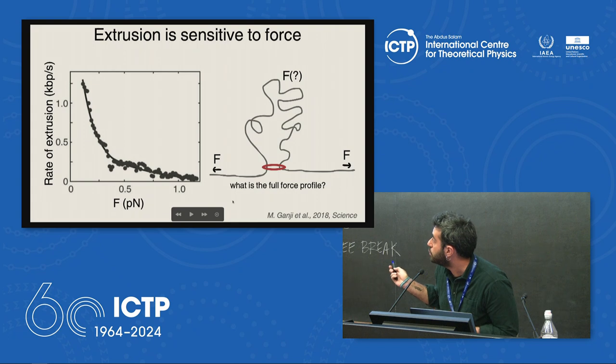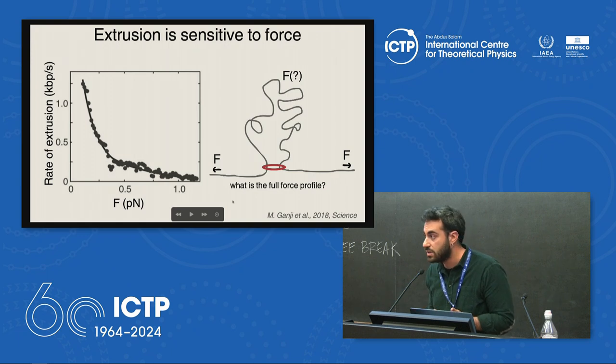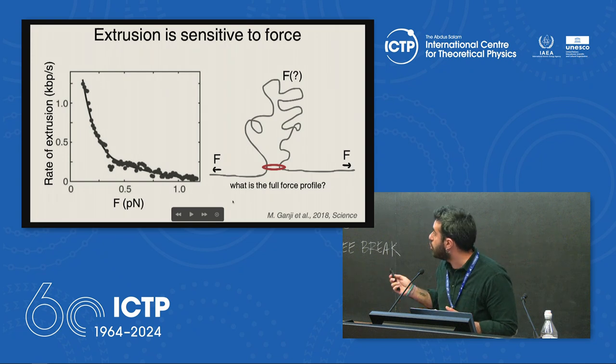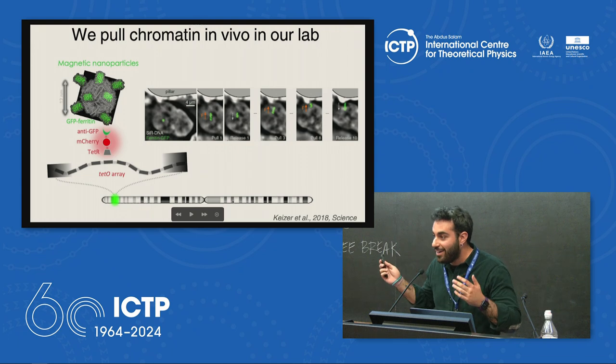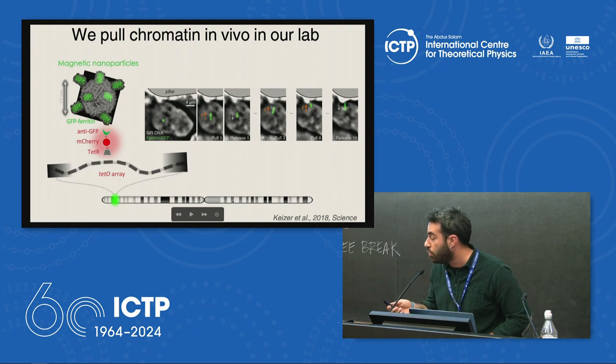It is intuitive, but also because it is an active process, all the laws and relations that have been found in equilibrium statistical mechanics are not valid anymore. While before we saw that there have been experiments in vitro, we can actually do experiments in vivo in our lab. How? By physically pulling chromatin in the nucleus of cells using a technique provided by our lab, Coulomb Lab, the so-called magnetic pulling.